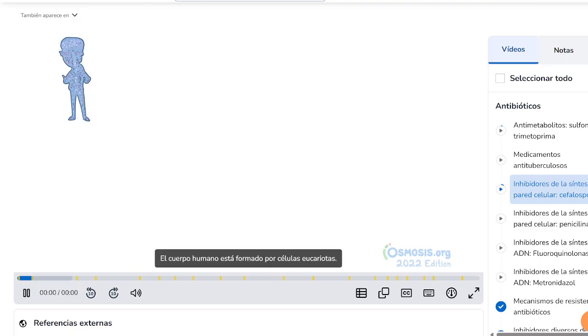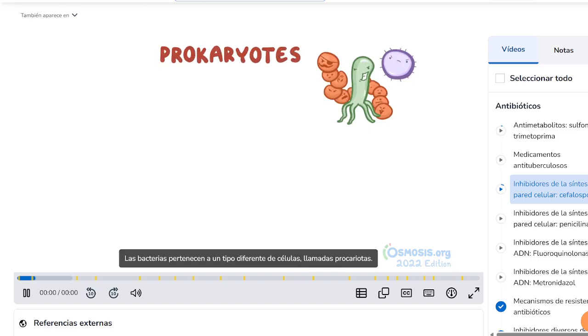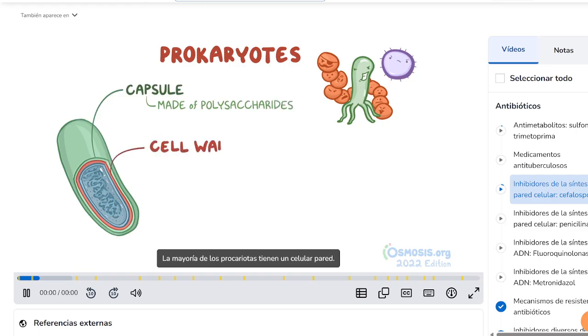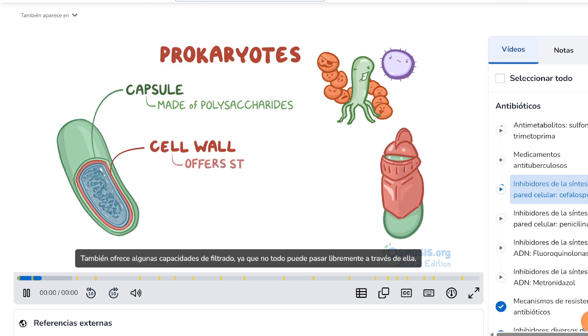So our body consists of multiple eukaryotic cells, while bacteria are prokaryotic, meaning they're primitive, single-cellular organisms. Most have a slimy capsule made out of polysaccharides and a cell wall which encapsulates and protects the bacteria like a suit of armor, and offers structural support.